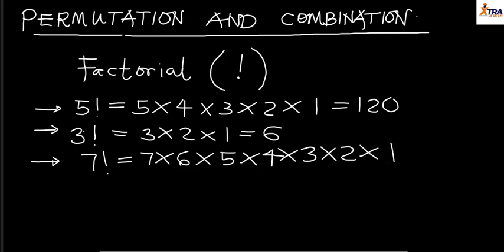In this case, multiplying this, we have 42 times 5, we have 210, and then 210 times 4, we have 840, times 3, we have 2520, times 2, we have 5040. So for 7 factorial, we simply have 7 times 6 times 5 times 4 times 3 times 2 times 1, which gives us a sum total of 5040. So this is the idea of factorial.